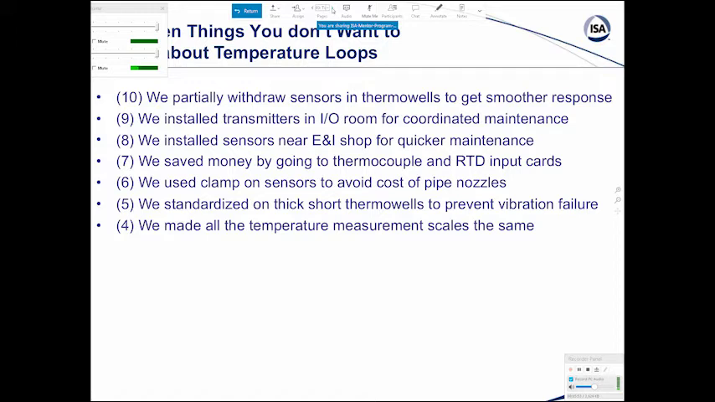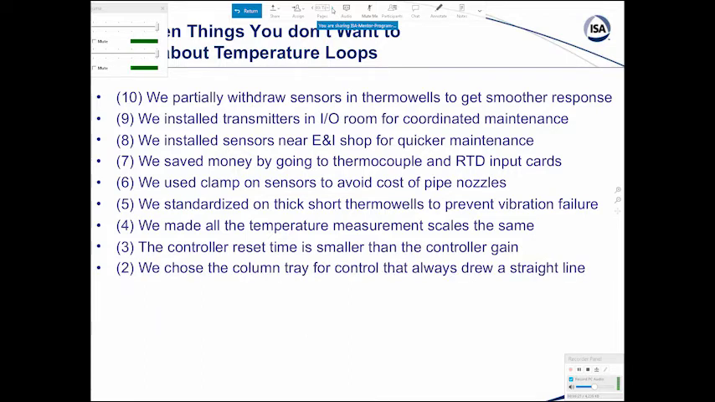But you're going to have to end up doing more because of the errors introduced as percent of span are then actually maximized. The controller reset time is smaller than the controller gain. Unfortunately, this has happened, and we'll get into that. And boy, if you ever see a reset time, even seconds or minutes per repeat, that's smaller than a controller gain, we got problems.